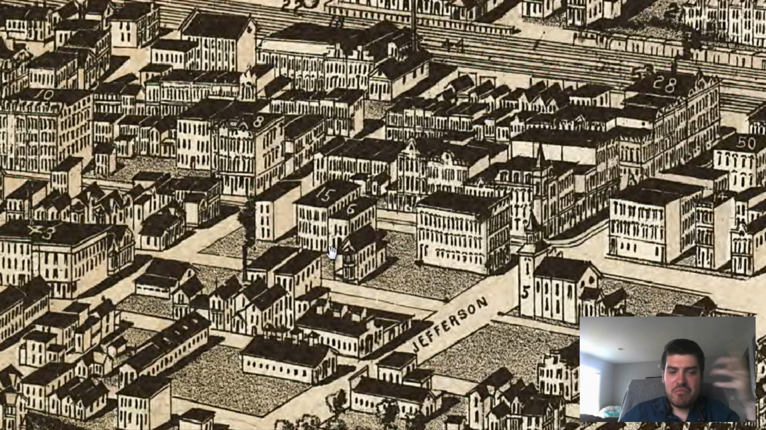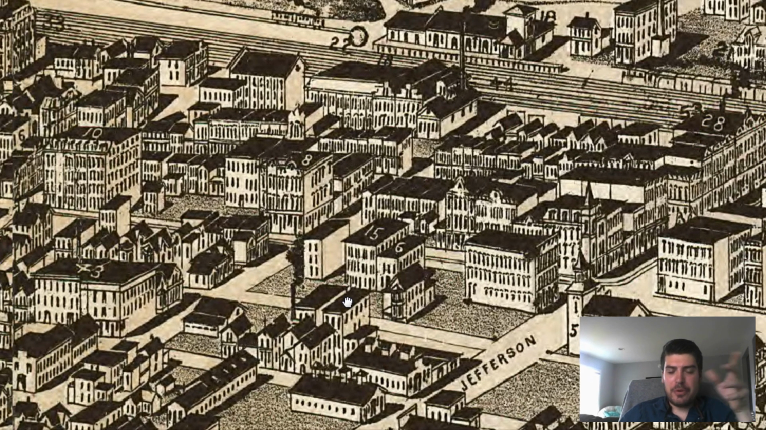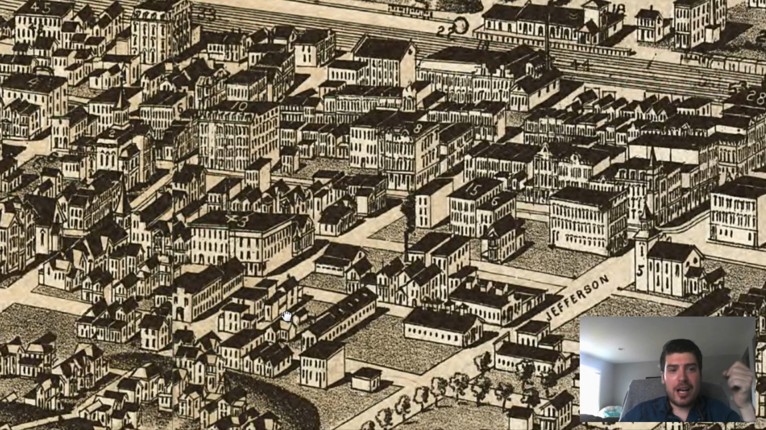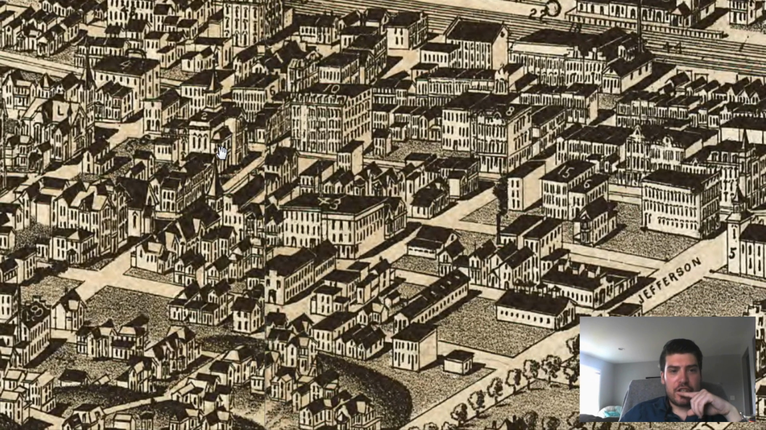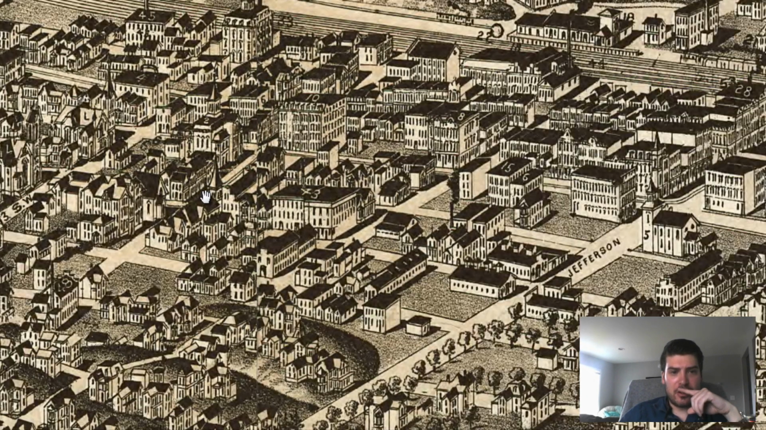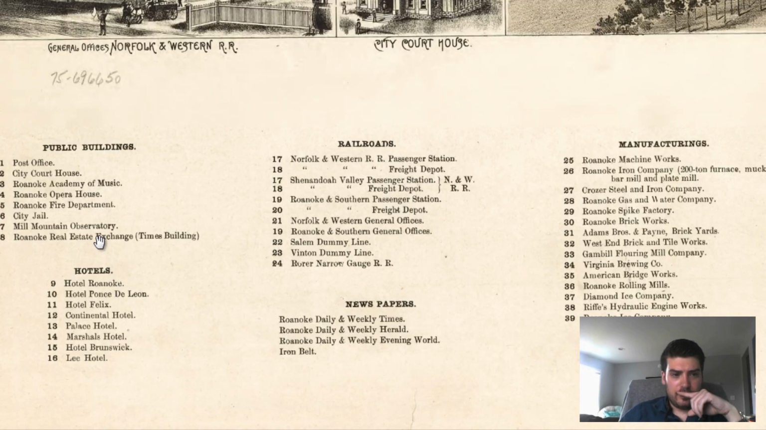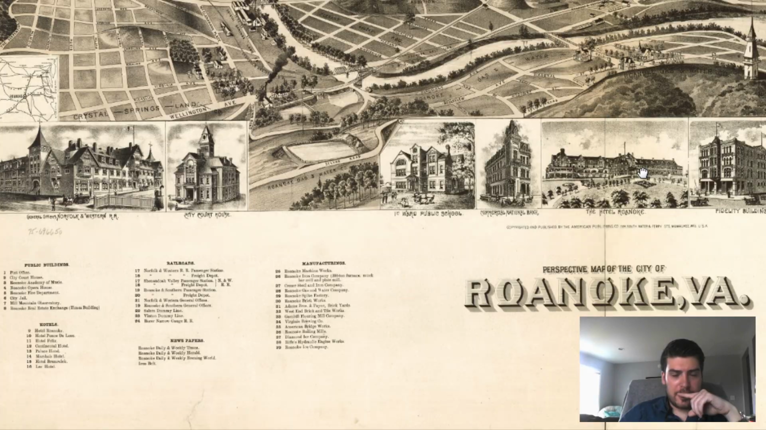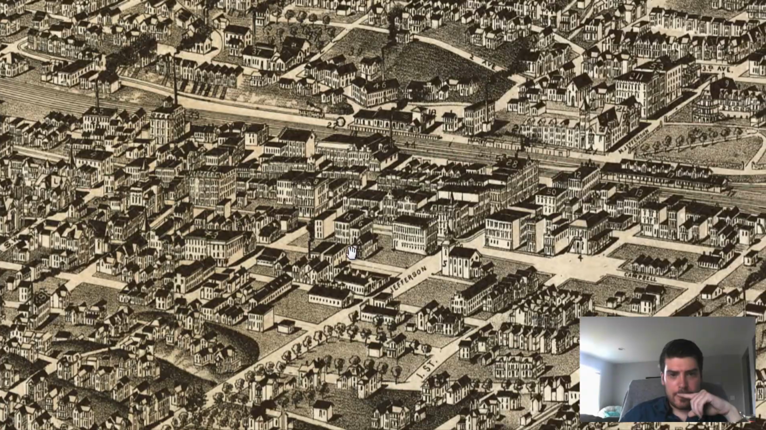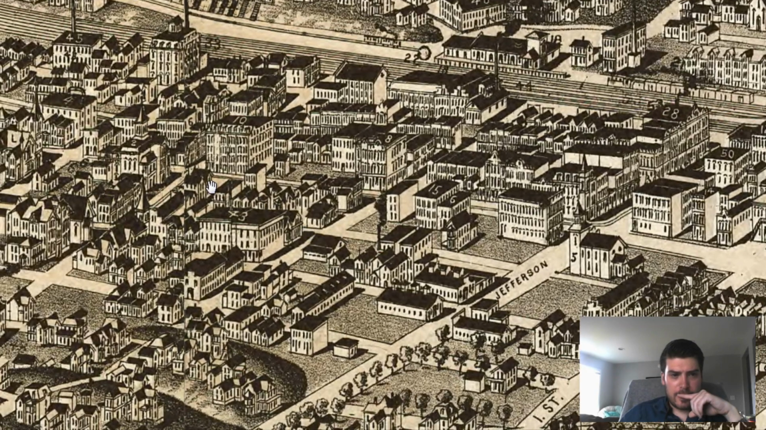Next door to the jail. That's fascinating. Why would you put a hotel next to a jail? I have no idea. Here's 2. I'm pretty sure that's a courthouse. It looks like a courthouse to me. Let's look. Yep, city courthouse. Right there.